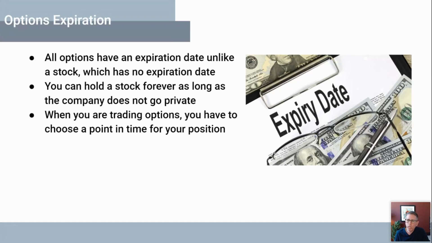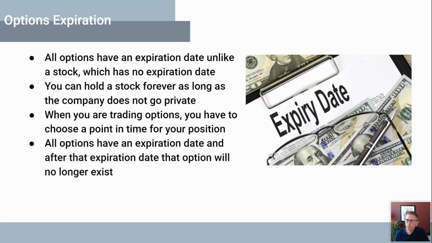That means when you are trading options, you have to choose a point in time for your position. So this is the first thing to know, that all options have an expiration date, and after the expiration date, that option will no longer exist. And finally, there are two types of expiration, AM and PM. We will discuss expiration and expiration types in much more detail later in the session.